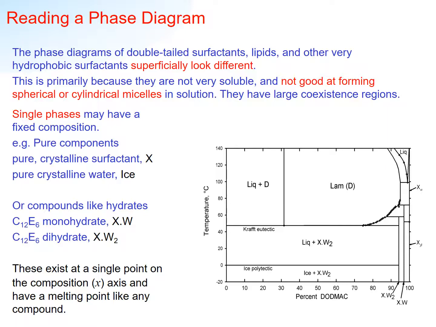We have the same set of observations. There may be pure crystalline surfactant, there may be hydrates, monohydrates or dihydrates, or there may be ice formed when water is cooled below its freezing point. As before, they exist at a single composition on the x-axis, and they have a melting point like any other compound.